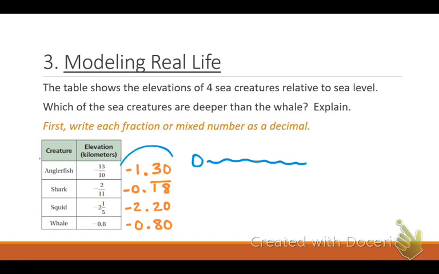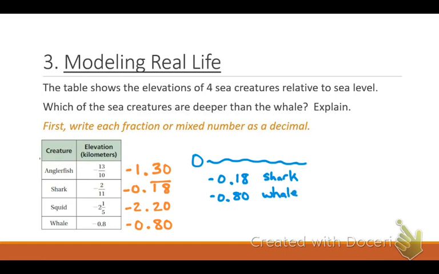Which one of these numbers over here is closest to 0? Negative 0.18. Which creature was that? Shark. Okay, that's the shark. Which other number is next closest to the 0? The whale. Okay, so we're at negative 0.80, and that's where the whale is at.